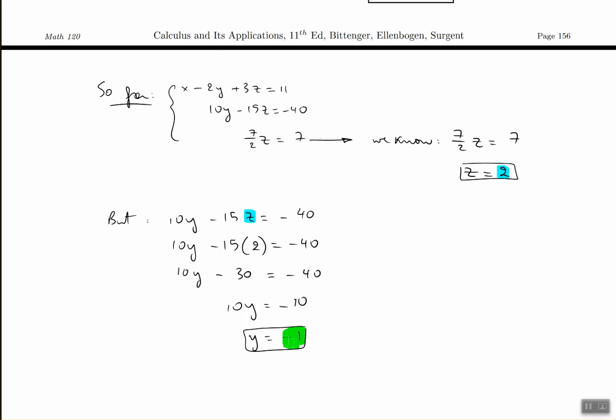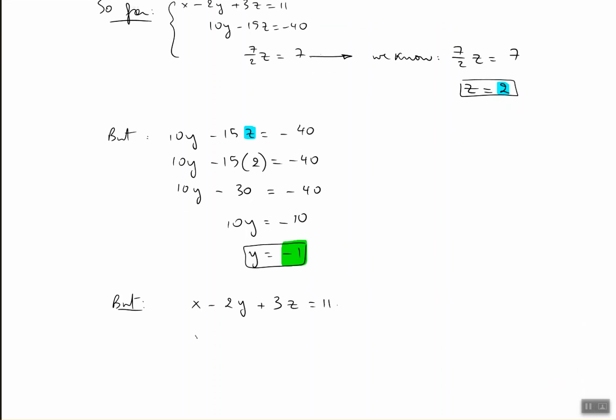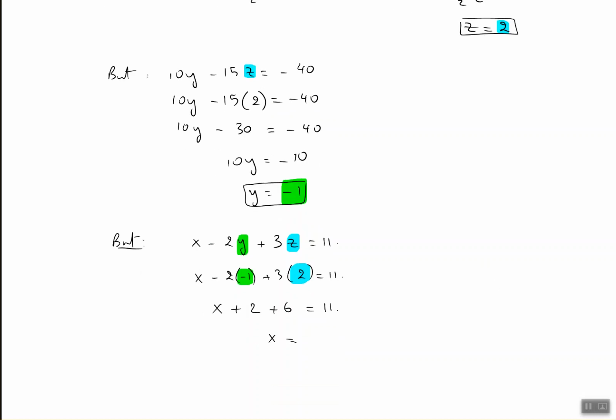Remember, I'm still missing the x, so all I have to do now is use the first equation that has the letters x, y, and z to get the solution. When I use that equation, I just have to keep in mind that y is negative 1 and z is 2. So when you plug them in, make sure you plug them in the right places. The y goes first because that's the letter y, and the z goes last because that's 2. In this case, we get x plus 2 plus 6 equals 11, and I'm looking for x. So I'm going to do 11 minus 6 minus 2. So basically 11 minus 8 is going to be 3.